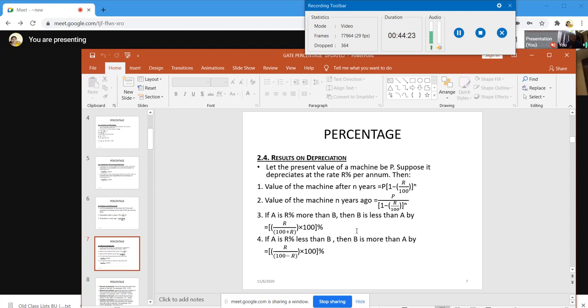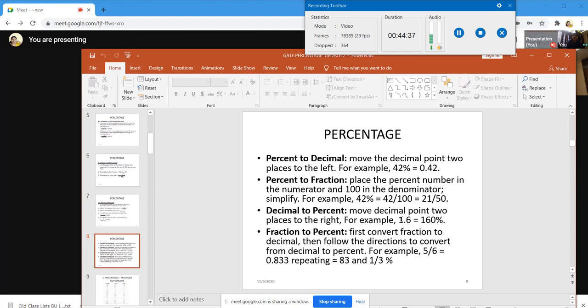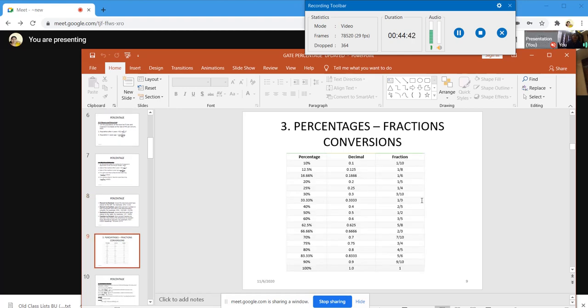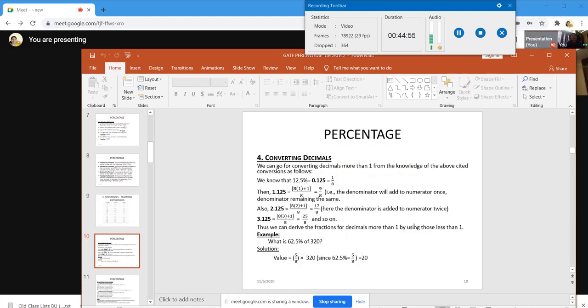Likewise, if A is R percentage less than B, and how much more B is than A, if they are asking, what is the formula? R by 100 minus R into 100. So this is the formula we can apply. Likewise, we must know how we can convert the percentage to a decimal or a fraction, because these things can be easy when you do the problems very quickly. Instead of decimals, you can find the fractions easily, cancel the denominator and numerator, and find the answer easily. That's why.